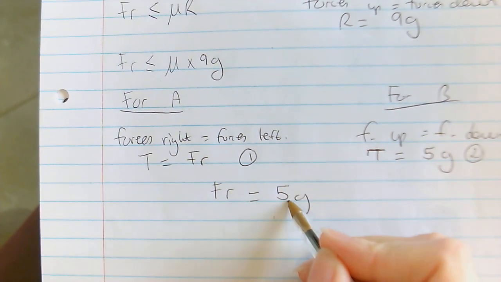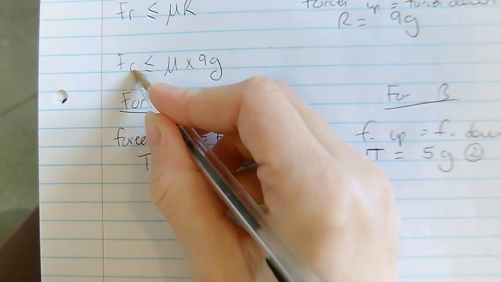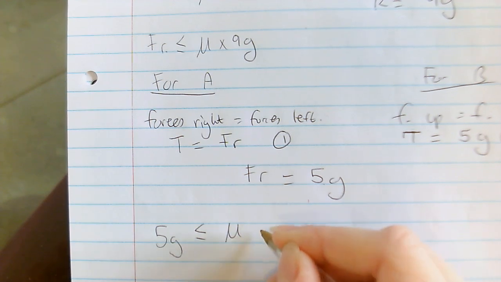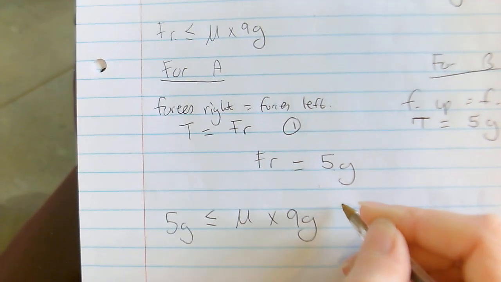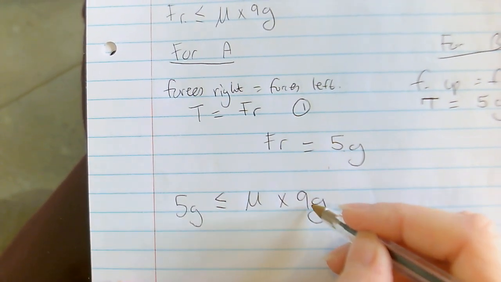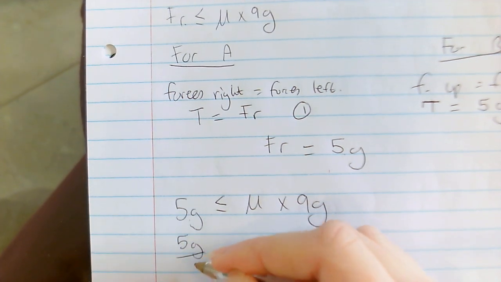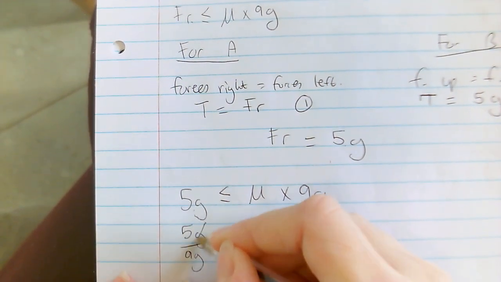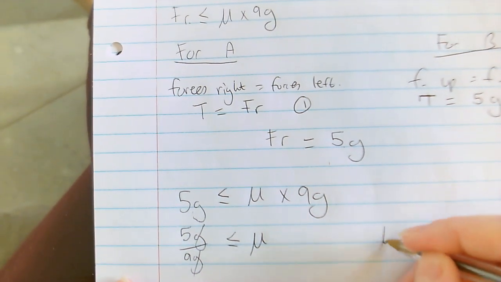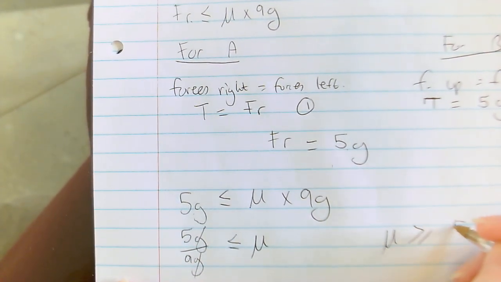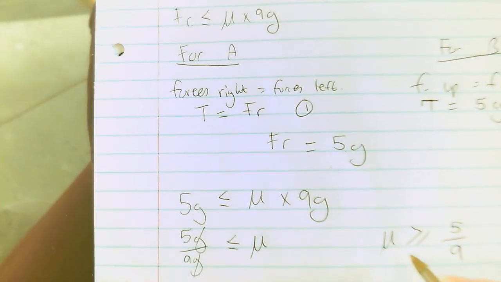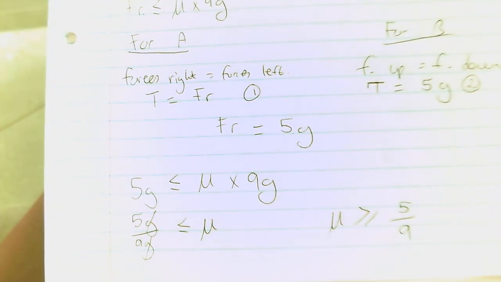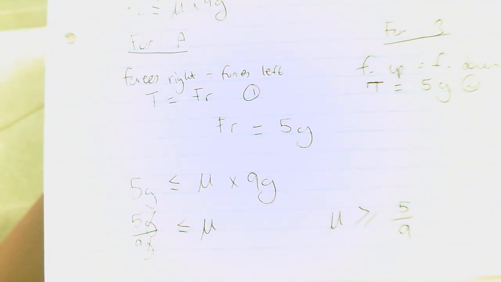So now because I've got friction is 5G, why don't I put that back into this? So I end up with 5G is less than or equal to mu times 9G. Hopefully most of us can see now we're almost at the answer. Take this over and divide. Cancel your G. And look, I've got my answer. If I move it the other way around, I've shown that mu is greater than or equal to 5 over 9. Cancel the G's, swapped it around. Okay.